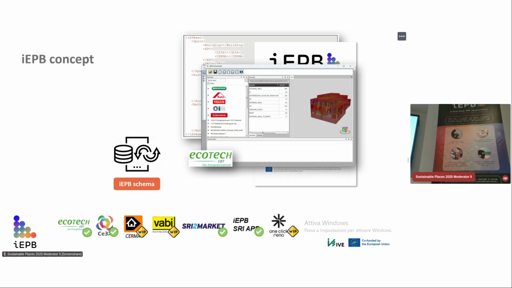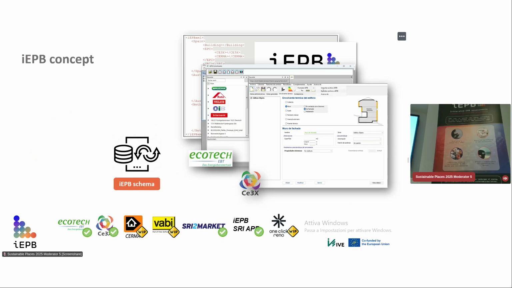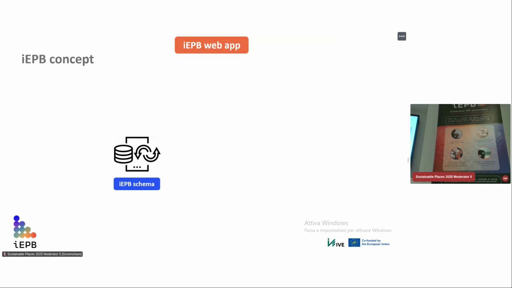We have implemented it during the project in Ecotech, that is a software from Austria, but also in FEX in Spain. We are working with Therma from Spain and BABI from the Netherlands. It is already implemented in SRI to market, as we saw yesterday, also in the iEPB SRI application, and we are working on implementation in the OneClickRENO project that Anna explained.